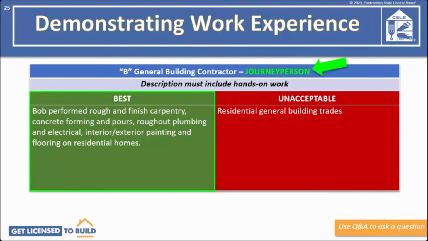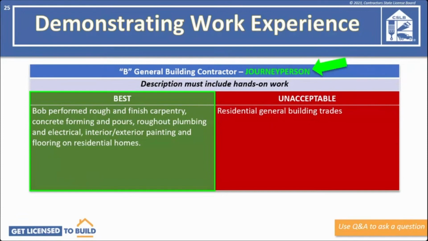The best type of description your certifier would use for journey person experience is to be specific. Journey person experience must include hands-on work like this. Bob performed rough and finish carpentry, concrete forming and pours, rough out plumbing and electrical, interior, exterior painting, and flooring on residential homes. The unacceptable description would be something generic like this: residential general building trades.